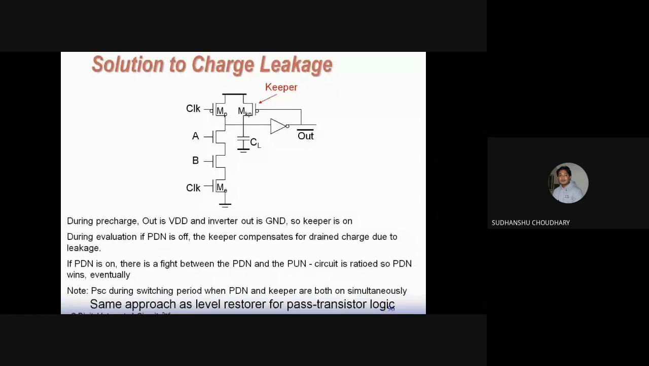So to bring this node down to zero, you will have to keep these MOSFETs, that is A, B, stronger than this MOSFET. Then only this node can be brought down to zero.